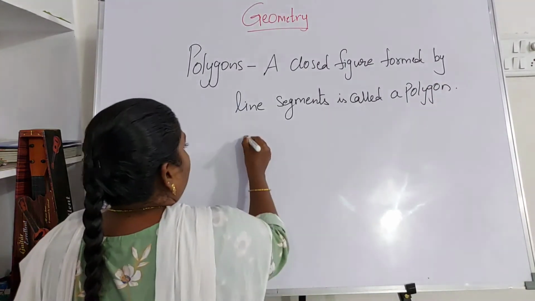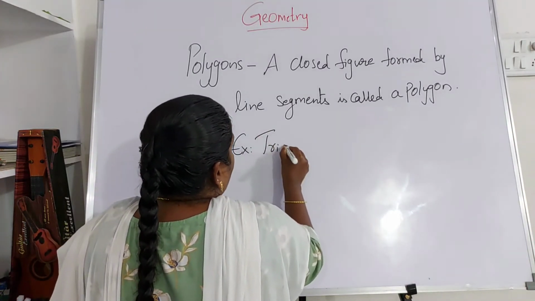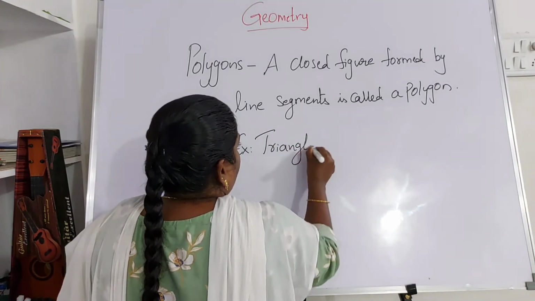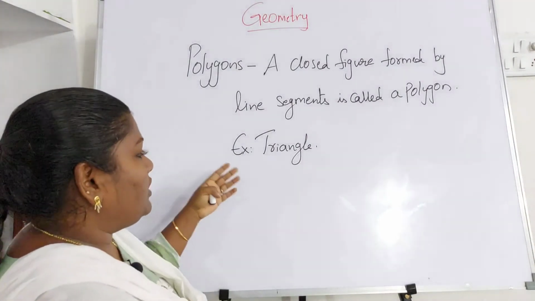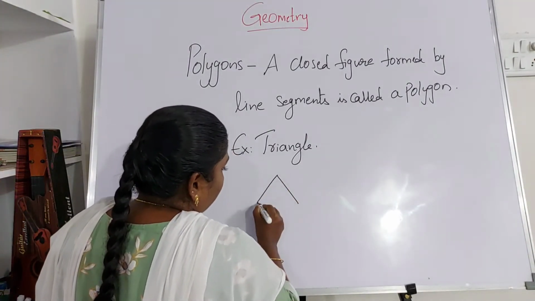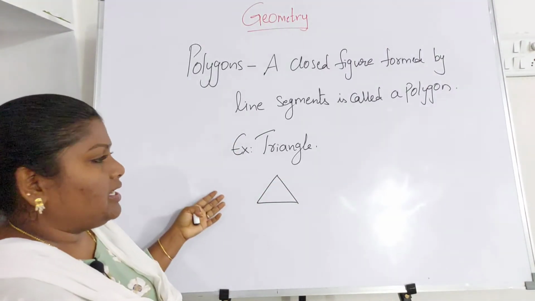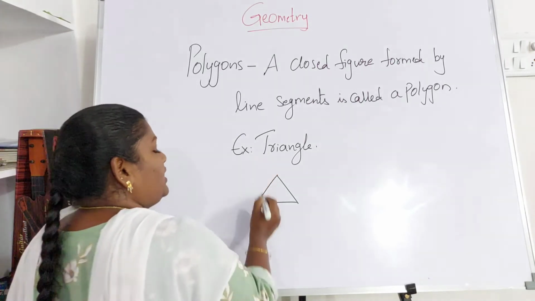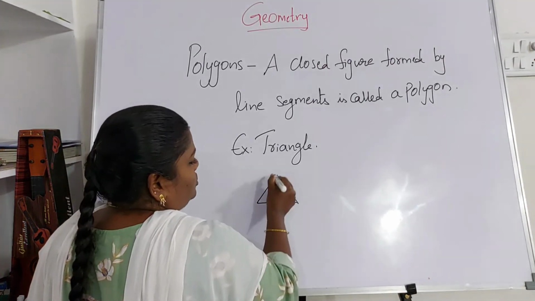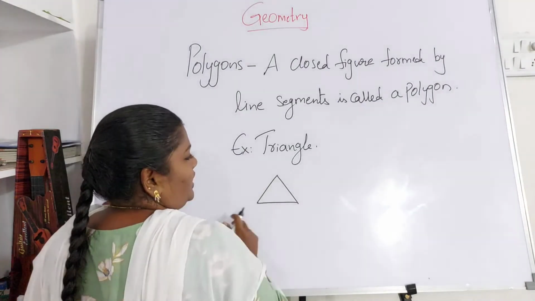Now for example, it can be a triangle. So triangle is a closed figure formed by three line segments. Yes, 1, 2, 3. It can be a right angle triangle, isosceles triangle, scalene triangle, but a triangle has only three sides. So a closed figure formed by three line segments is called a triangle.